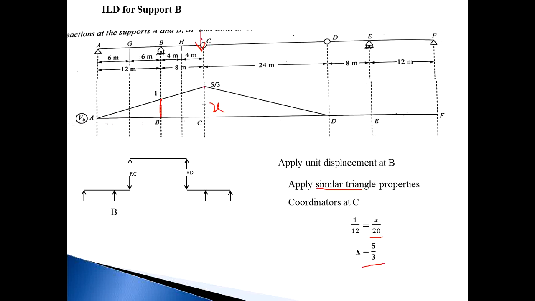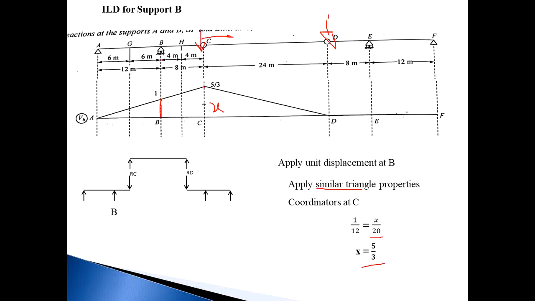Then next, suppose this load moves towards point D. Means suppose the load comes at point D. This is the 1 kilonewton load. So when the load comes at point D, automatically RD is equal to 1 and RC is equal to 0. And when RC is equal to 0, there is no reaction between A and B.